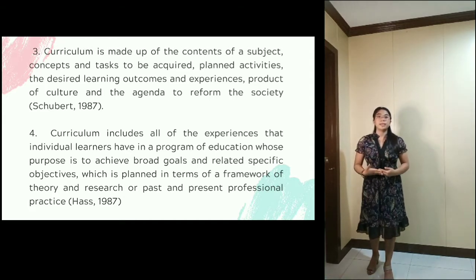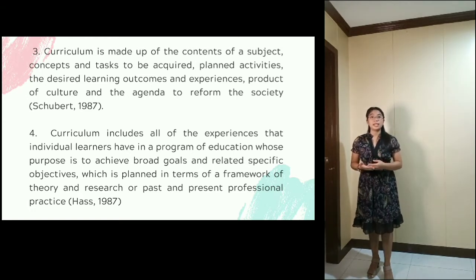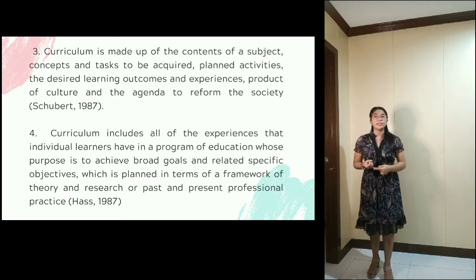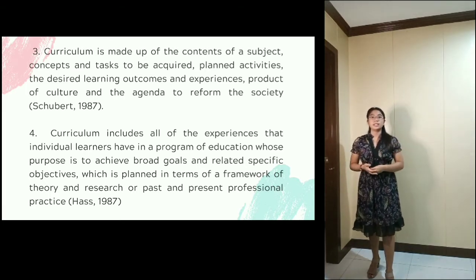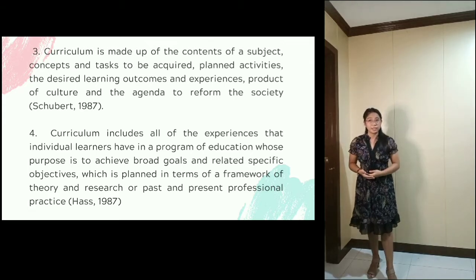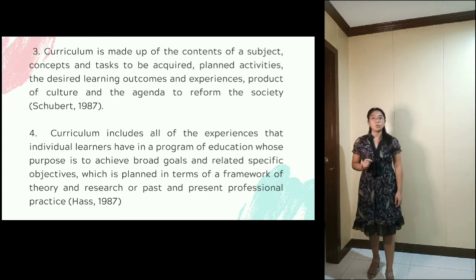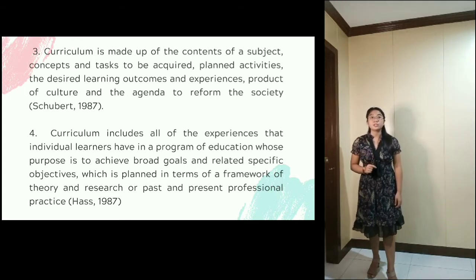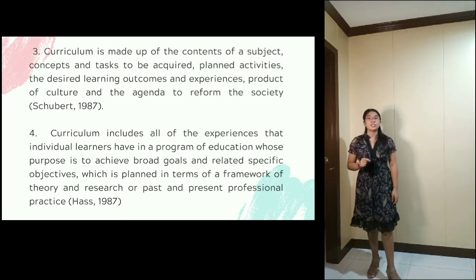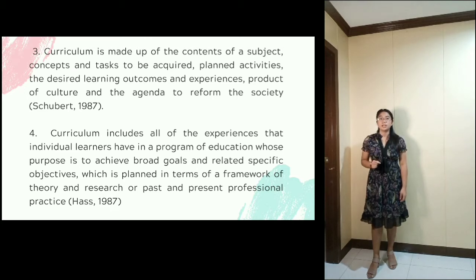The curriculum is made up of the contents of the subject, concepts and tasks to be acquired, planned activities, the desired learning outcomes and experiences, product of culture and the agenda to reform the society. So fourth, according to Haas 1987, curriculum includes all the experiences that individual learners have in a program of education whose purpose is to achieve broad goals and related specific objectives, which is planned in terms of a framework of theory and research or past and present professional practice.